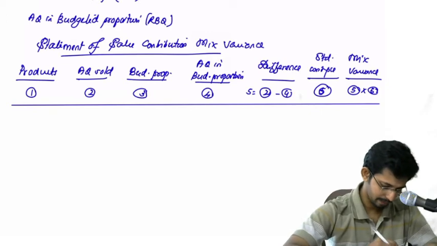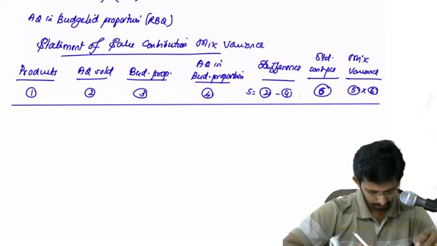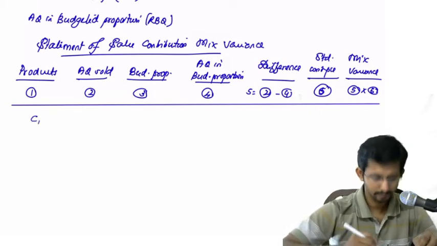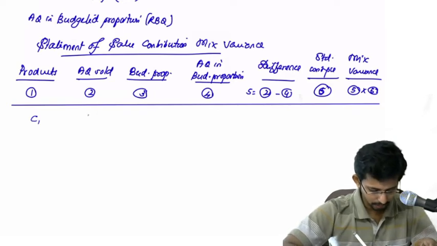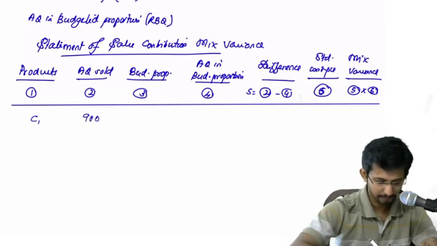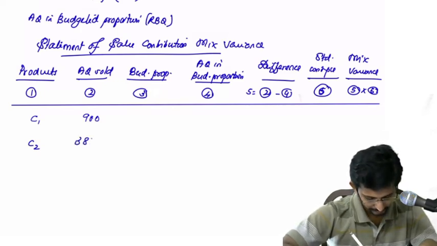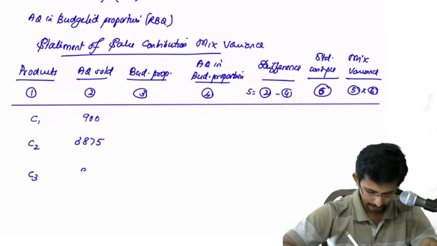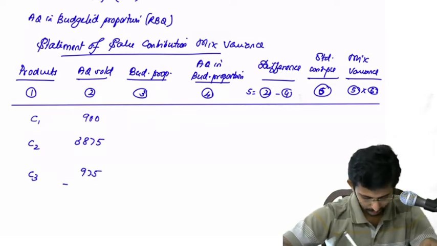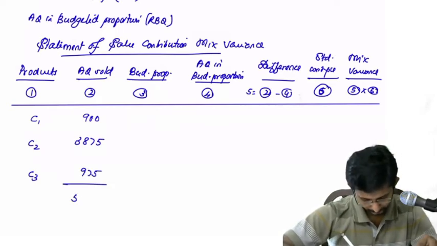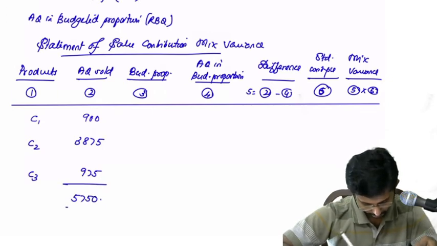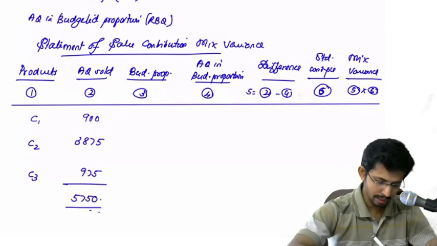Okay, fine. Now what next? Product C1, AQ is 900, then C2 we have 3875, then C3 is 975. So what is the total? 5750. What is the budgeted proportion?